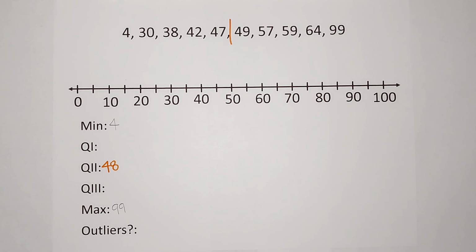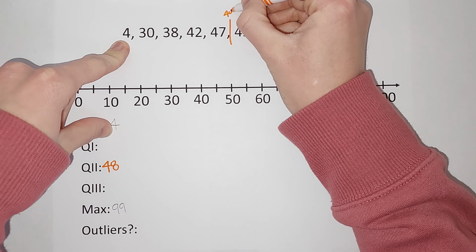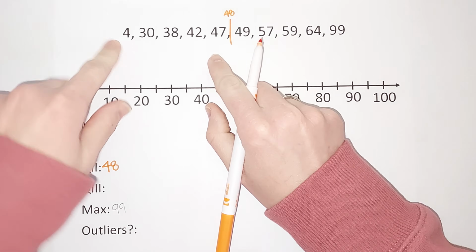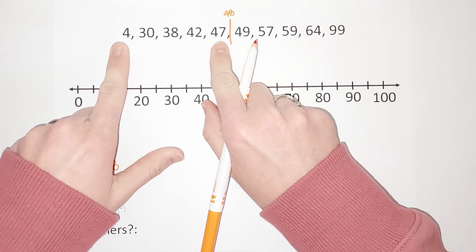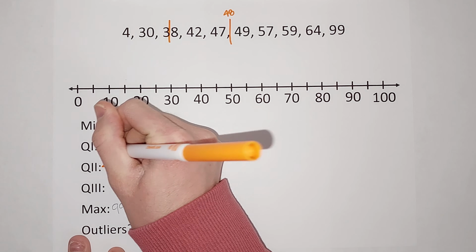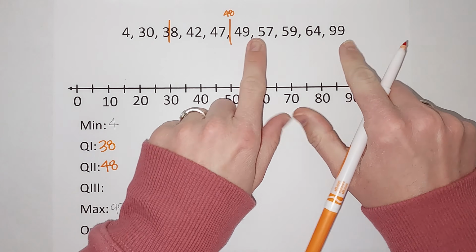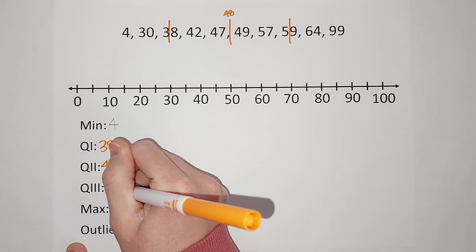All right, now for my first quartile. So my second was 48, right? Sometimes I like to write it. For my first quartile, I'm going to find the middle of this bottom half, okay? So we count to the middle. It's just one number this time, so I don't have to do any averaging. Third quartile, we're going to count to the middle, and we get 59, okay?